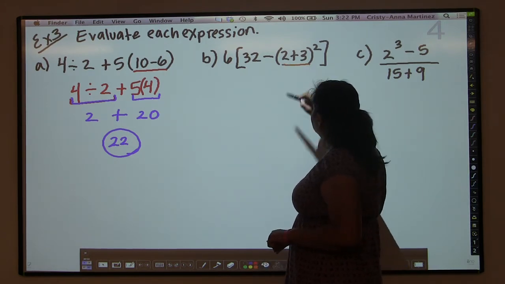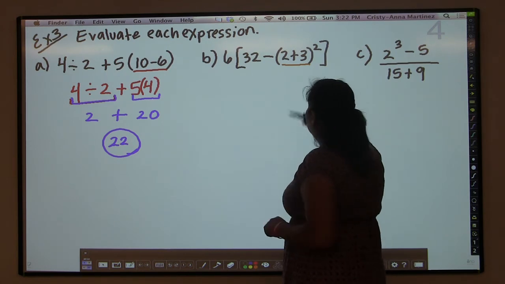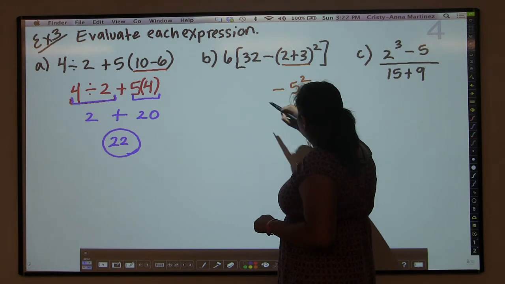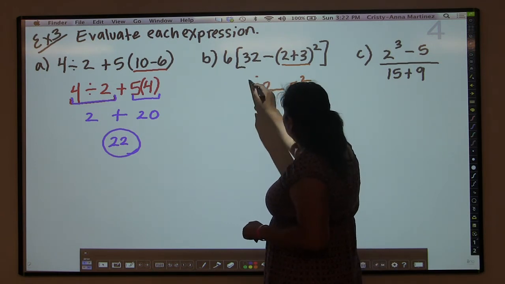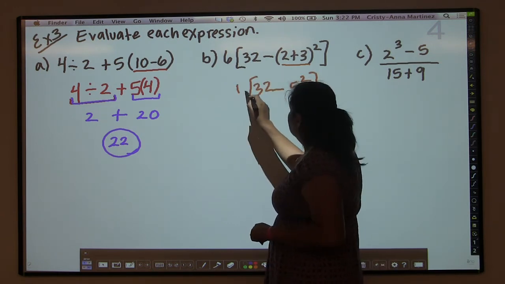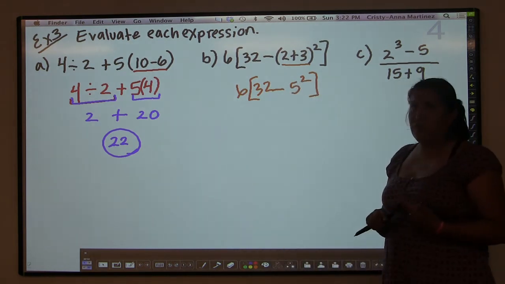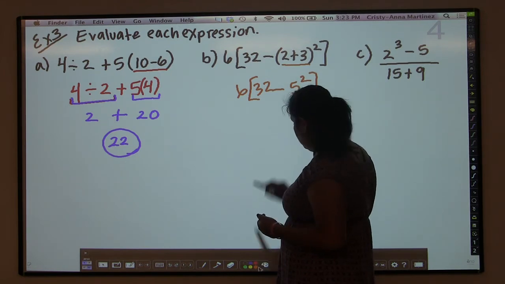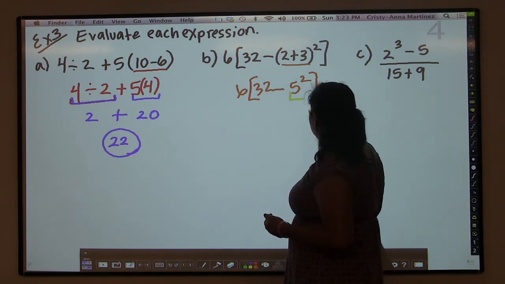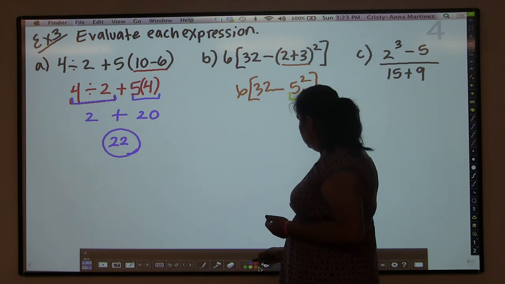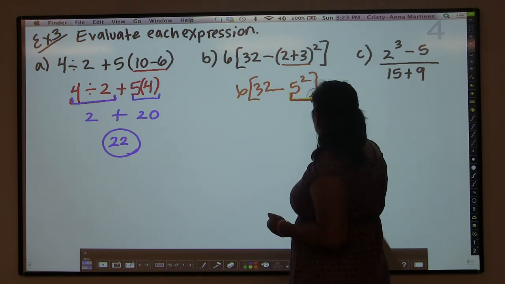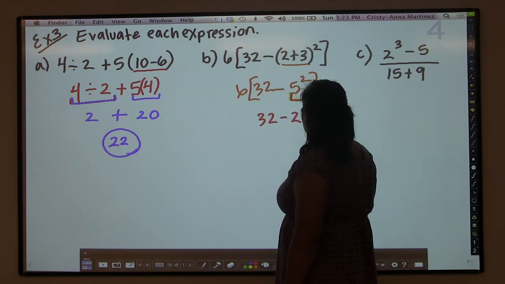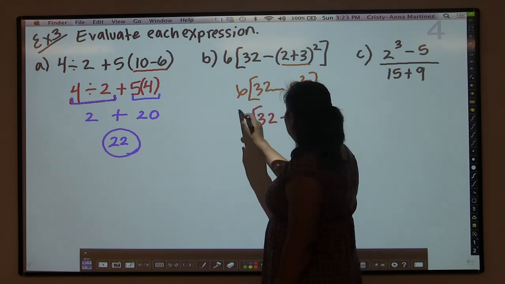We're going to do 2 plus 3. Again, we're doing grouping symbols first, and that's 5. And we have a little square symbol. There's still a minus. There's a 32. We still have these brackets and the 6. The next step is to have the exponents. So again, we see that there's a 5 squared right here, which is 25. So we had 32 minus 25. Still have our brackets and a 6.